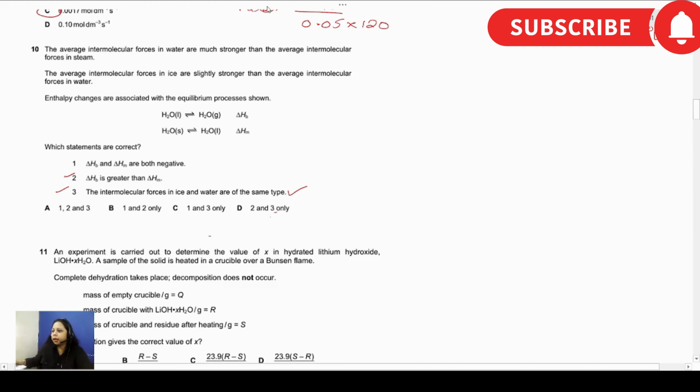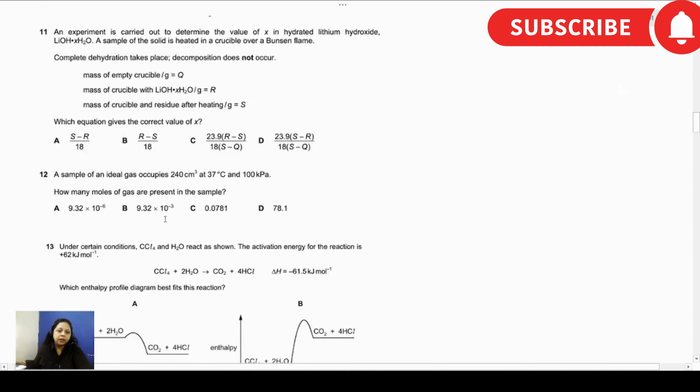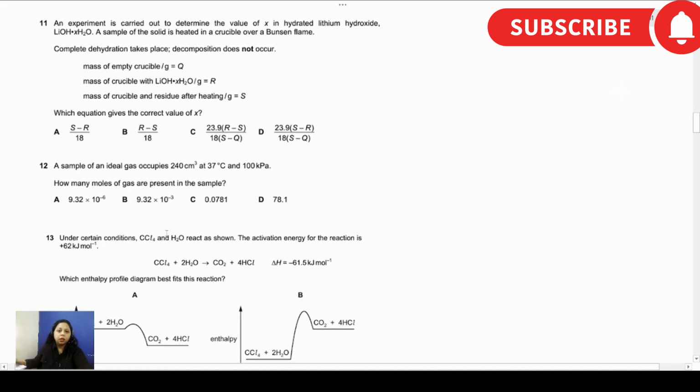Next one is the 11th one. An experiment is carried out to determine the value of x in hydrated lithium hydroxide. A sample of the solid is heated in a crucible over a Bunsen flame. Complete dehydration takes place, decomposition does not occur. The mass of the empty crucible is Q. The mass of the crucible along with the hydrated hydroxide is R. The mass of the crucible after heating, with the residue, is S. Which equation gives us the correct value?